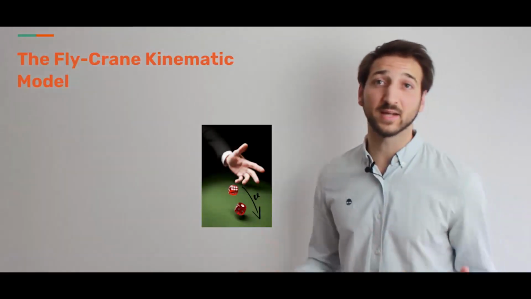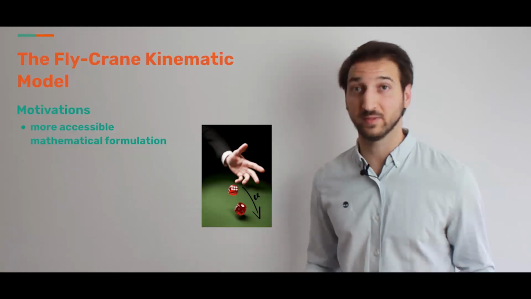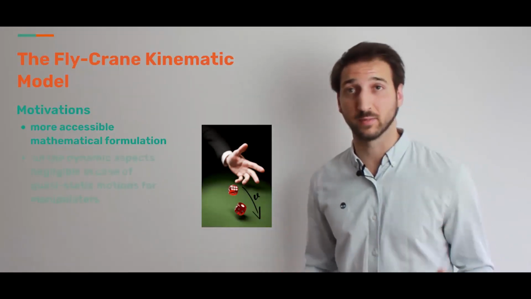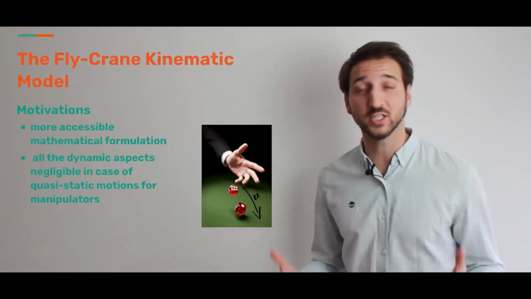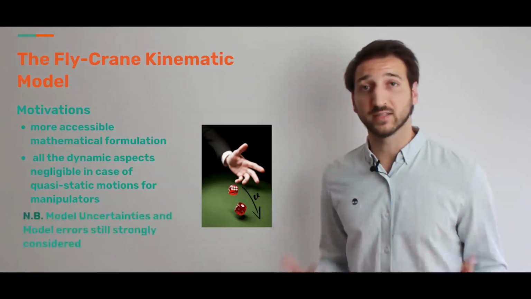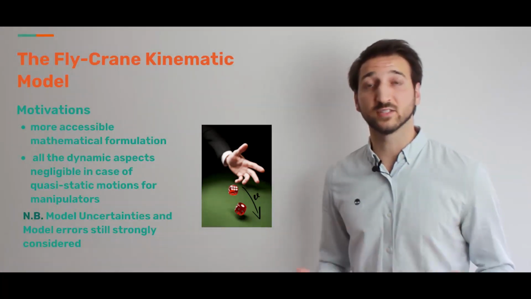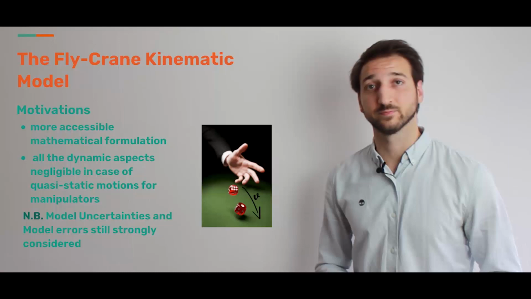We ended up with a kinematic model for the fly crane. Why? Manageability in terms of the mathematical formulation is a pivotal aspect, but also consider that for manipulators all the dynamic aspects are negligible when they produce quasi-static motions. However, we do not entirely forget dynamic aspects. Model errors and model uncertainty will be strongly considered.